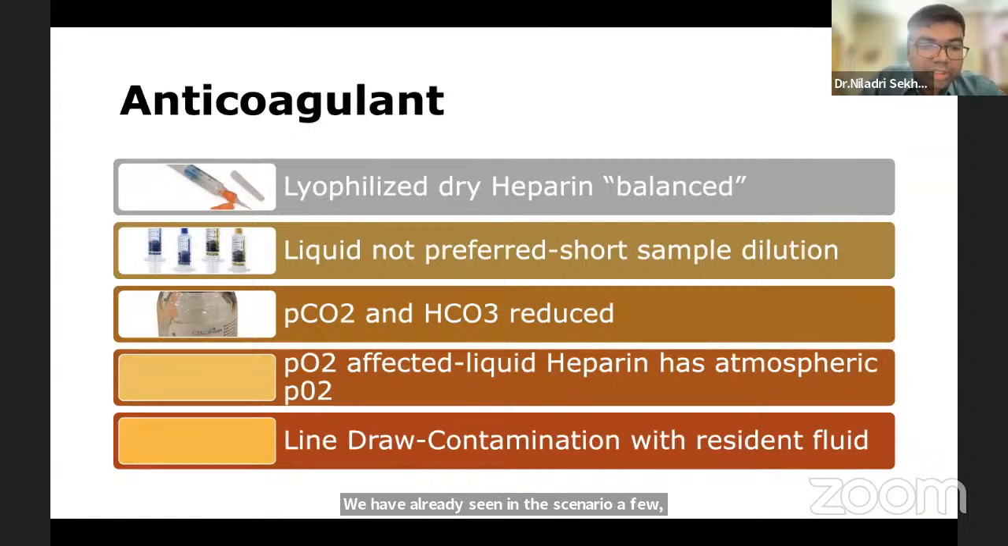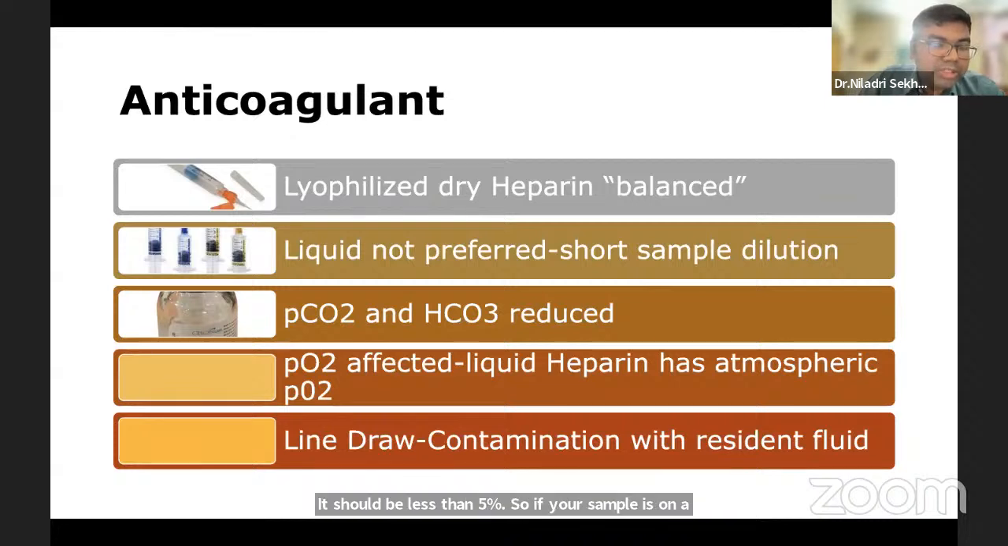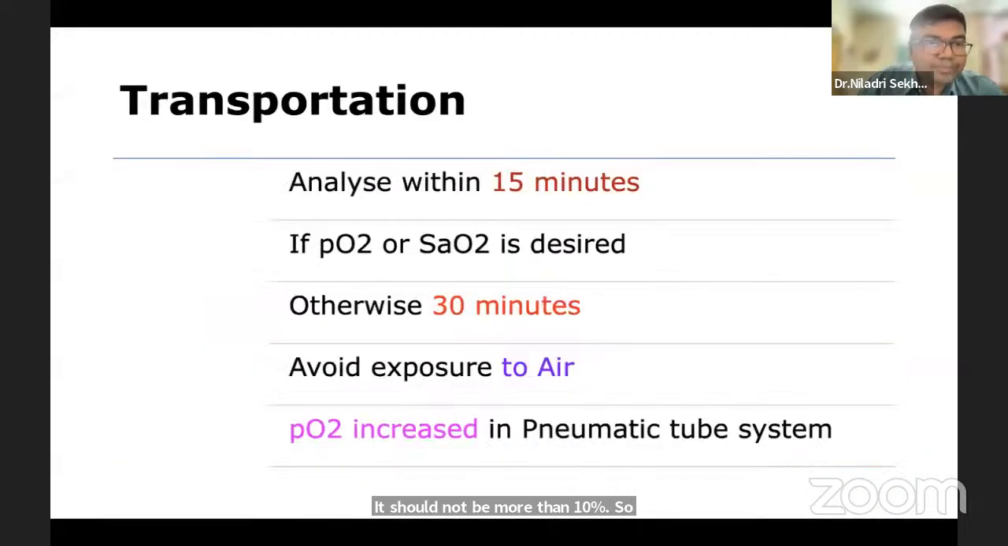Another important thing is that sometimes if your heparin saline contains a little bit of air bubble, it can also cause changes in the PO2. So these are the important things you should know. What will be the ideal amount of anticoagulant you should use? It should be less than 5%. So if your sample is 1 ml, only 0.05 ml is allowed. It should not be more than 10%. If it is more than 10%, you will have all these types of problems.